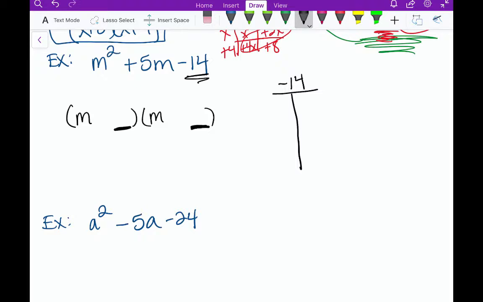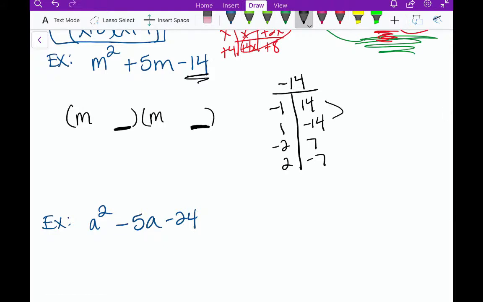Notice that it's a negative. So how do I multiply two things to get a negative? Well, one of them has to be negative. So negative 1 and 14, or it could be 1 and negative 14. You'll see why that's important in a second. Or we could do negative 2 and 7, or 2 and negative 7. I believe that's our only options.